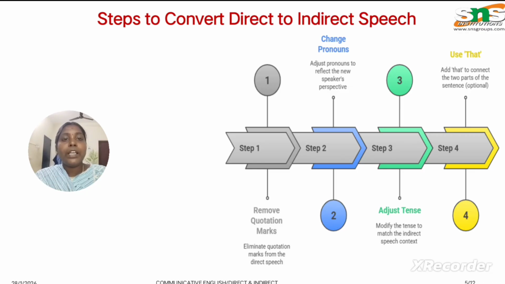Especially, I would like to recollect the last four steps to remember the topic: change of tenses, change of pronouns, change of places, change of time, and have a clear knowledge about tenses. These will help you to transform a direct speech sentence into indirect speech very easily.